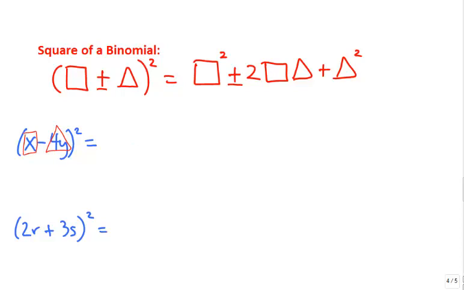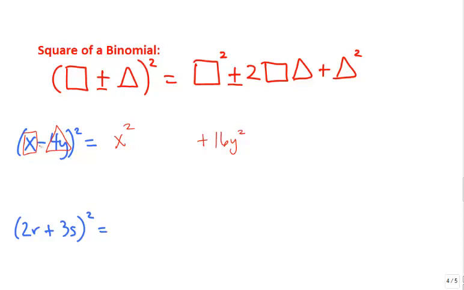You take whatever is in this first position. In this case, my box here is just x. So I'm going to take that x and I'm going to square it. Then I'm going to take that 4y and I'm going to square that. And when you square 4y, you have to square the 4 and you have to square the y. So 4 squared becomes 16 and y squared becomes y squared. And that end term is always positive, no matter what the sign is inside the parentheses.